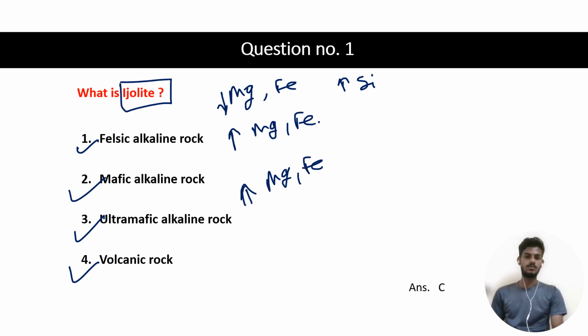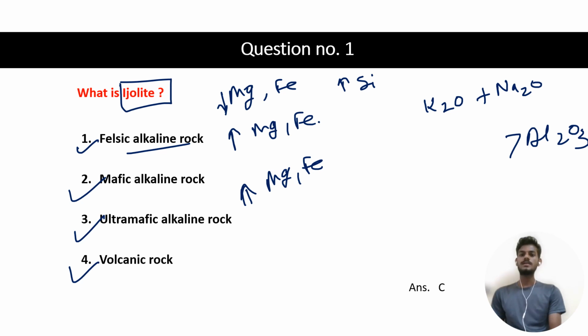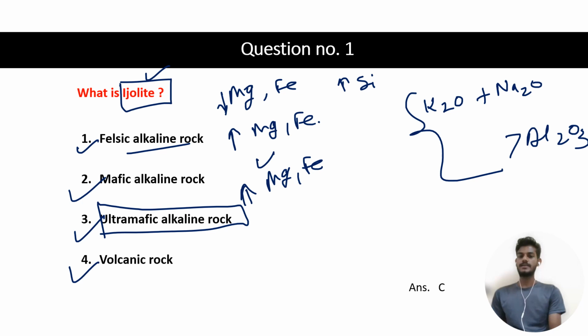Apart from that, alkaline rocks are those which have a high amount of alkali content. Alkali content means K2O and Na2O. When these two together are greater than Al2O3, then we term this an alkaline rock. So zeolite is an ultramafic alkaline rock. That means it has more magnesium, more iron, and the alkali content is very high. So here the third option will be our right answer.